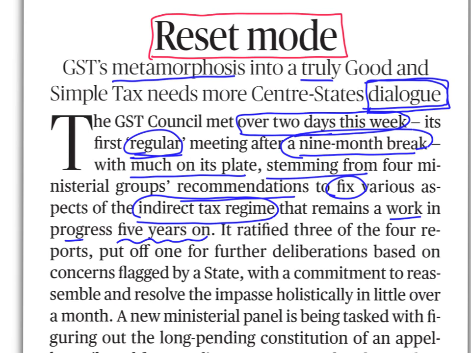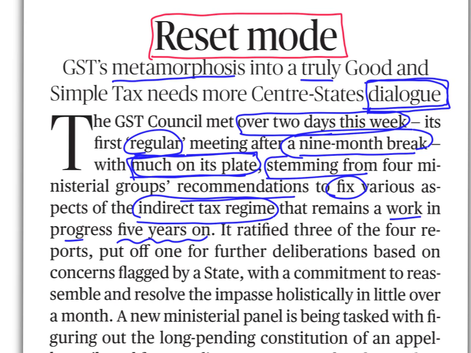They are meeting after a 9-month break with much on its plate, which means there are a lot of things that need to be decided. There are a lot of things that are pending before it. How did all these things come into the picture?